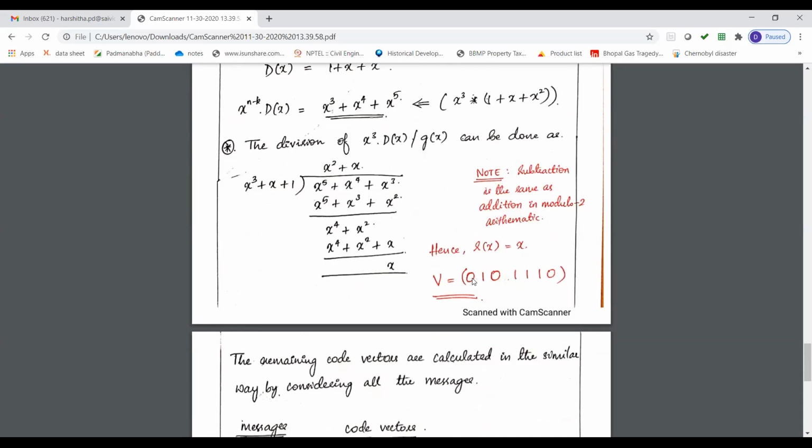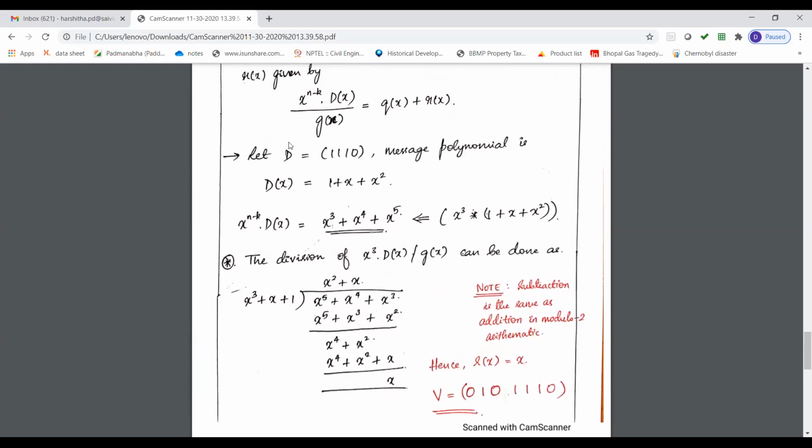So x to the power of 0 I don't have, so I'll write 0. x to the power of 1 I have, so I'll write 1. x to the power of 2 I don't have, so I'll write 0. So the code word for x is 0, 1, 0. And next is nothing but the data that we have considered, that is 1, 1, 1 and 0. So I'll write 1, 1, 1 and 0. So the code word in systematic form for the data 1, 1, 1 and 0 is 0, 1, 0, 1, 1, 1, 0. You can see this is also a 7-bit code word.